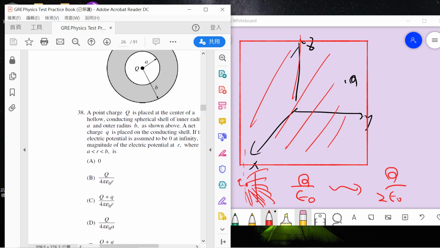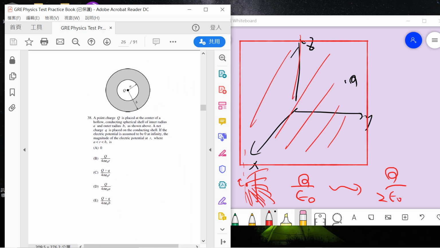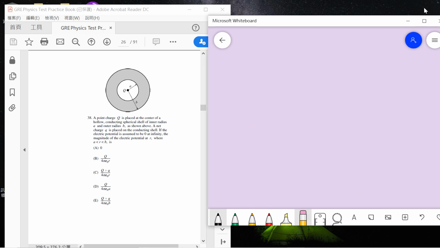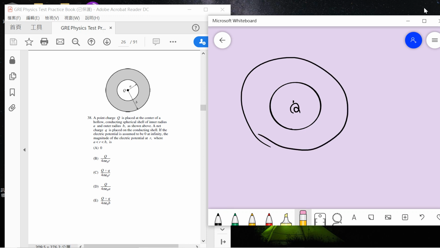Okay, and 38. Let's think about there's a Q in this. Okay, I hope I should draw it more carefully.